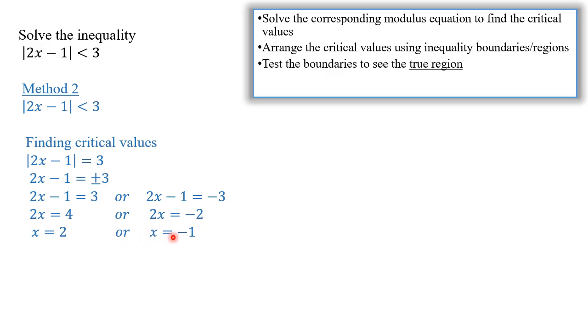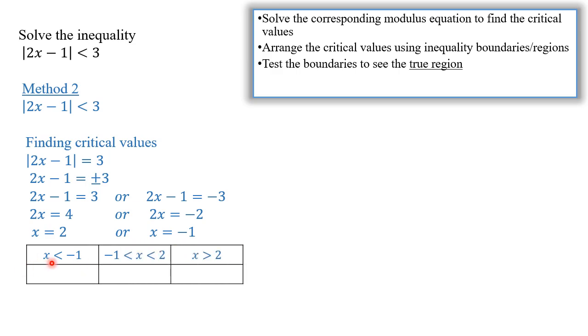So now we have these two critical values. Our critical values are x is equals to minus 1 and x is equals to 2. So the next thing now is to place these critical values using the inequality boundary region here. So we start with the smallest one here. So it's x less than minus 1. Then you combine the smallest one with the next one. So it's minus 1 less than x less than 2. Then x greater than 2 here. So now we are going to be testing this first region, the second region, and the third region to see which is a true region here.